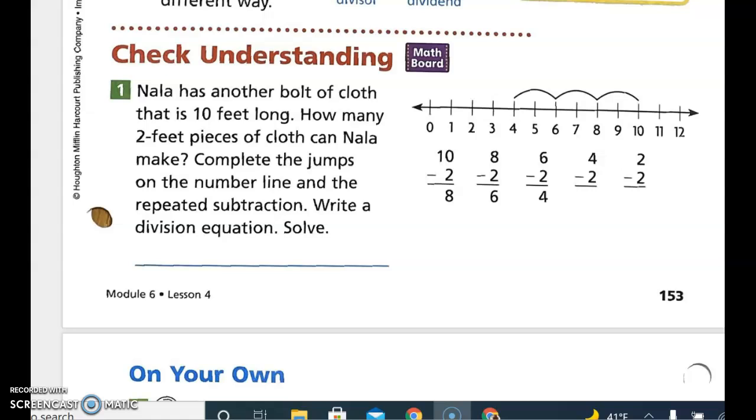Okay, so we're going to check for understanding. Nala has another bolt of cloth that is 10 feet long. How many 2 feet pieces of cloth can Nala make? Complete the jumps. So you're going to go over on your number line and complete your jumps, and the repeated subtraction down here. And then you're going to write a division equation with the sign, with the dot line, dot. Okay, does anybody have any questions on that? Okay, this is your check your understanding.